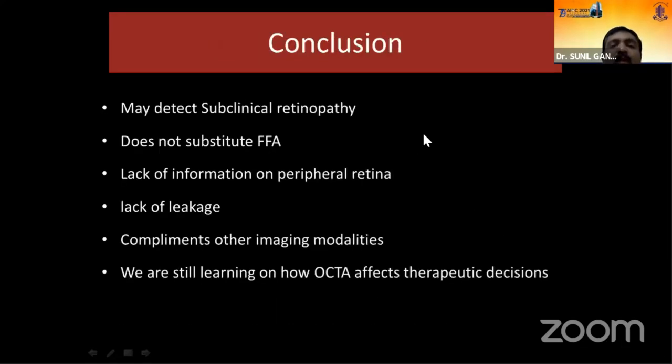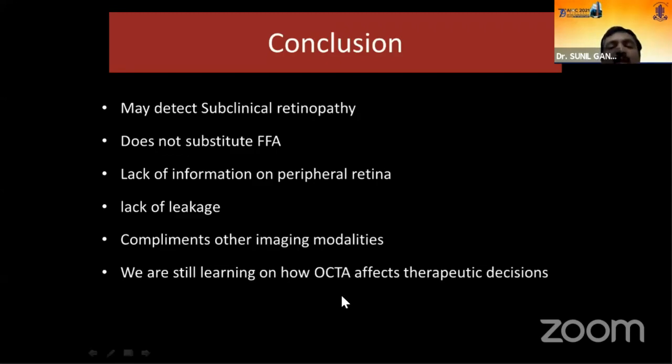So in conclusion, OCTA can detect diabetic retinopathy in the subclinical stage itself, and it does not substitute fluorescein angiography. One limitation is that the extreme peripheral retina sometimes may not be visualized with OCTA. There is a lack of leakage, so the vascular network can be better appreciated. It complements the other imaging modalities, so you need other imaging modalities to come to a diagnosis. You have to combine all the methods.